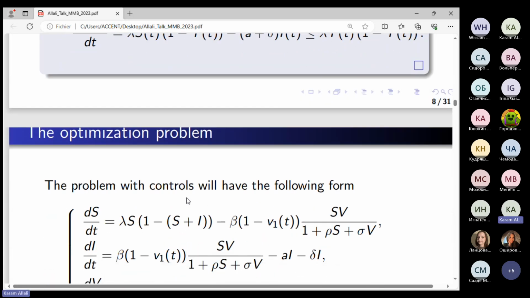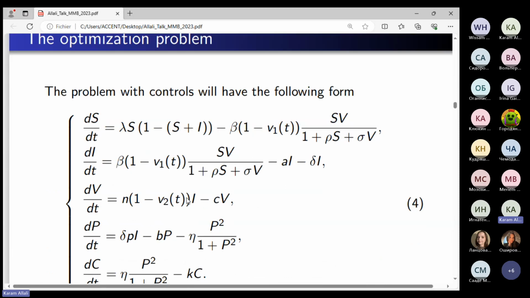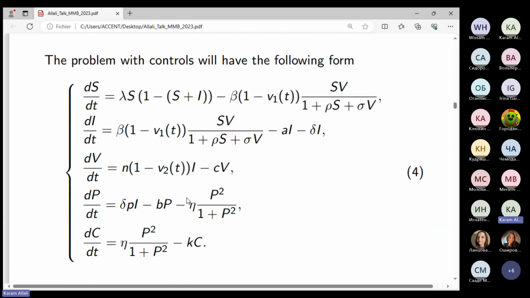The optimization problem: in order to have the form of the optimization problem, the idea is to change the constant control into varying controls, V1 and V2. So V1 will depend on t, and V2 will depend on t. And we are looking for the optimal control that allows us to minimize the infection.